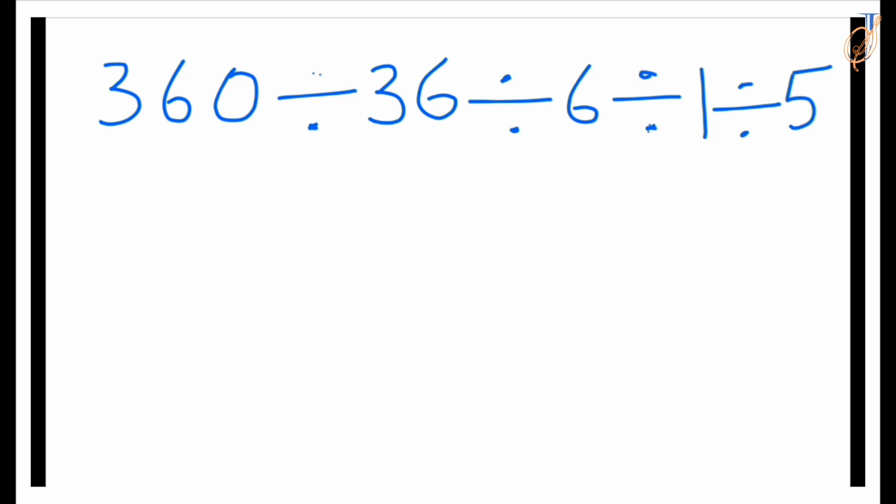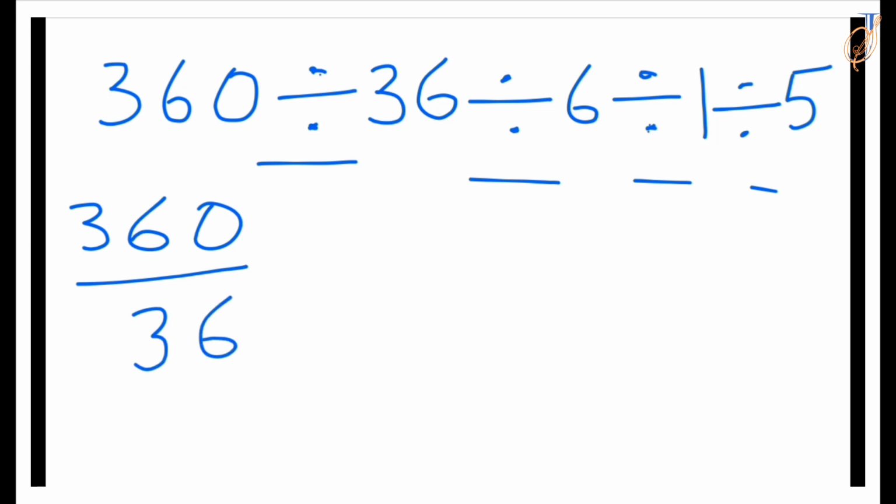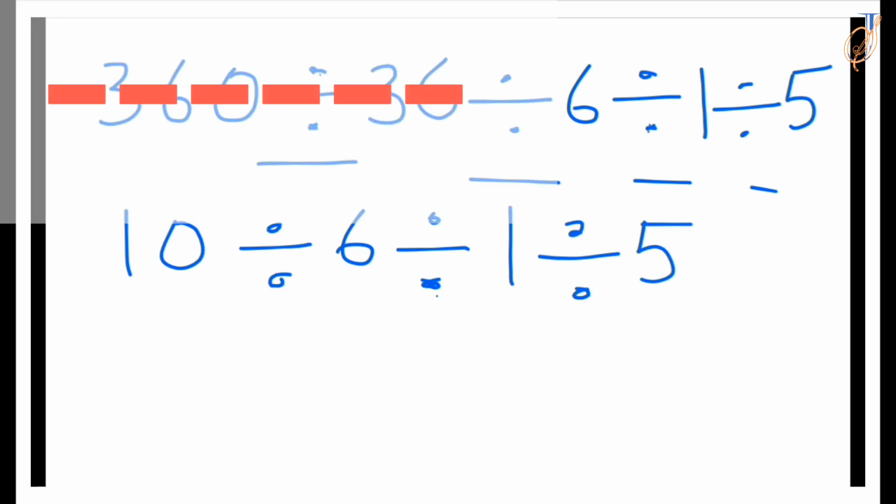This is another problem. Here, all operations are divisions. I already explained, whenever you are doing the operations, you have to start from left to right. And here also, you have to do from left to right. So first take 360 divided by 36, which means 10. After that, again your left number is 10. So you have to do 10 divided by 6. 10 divided by 6.